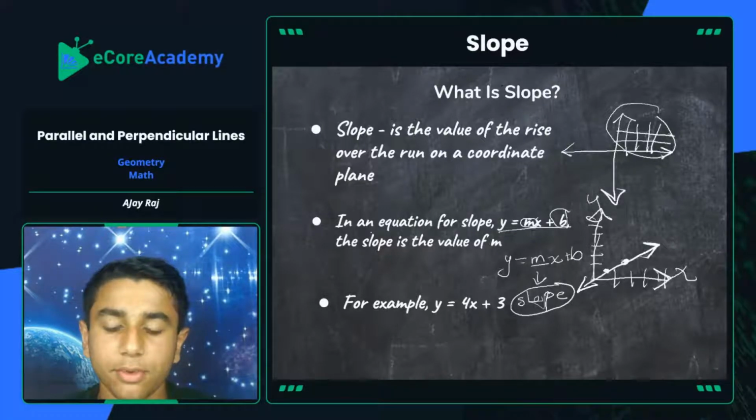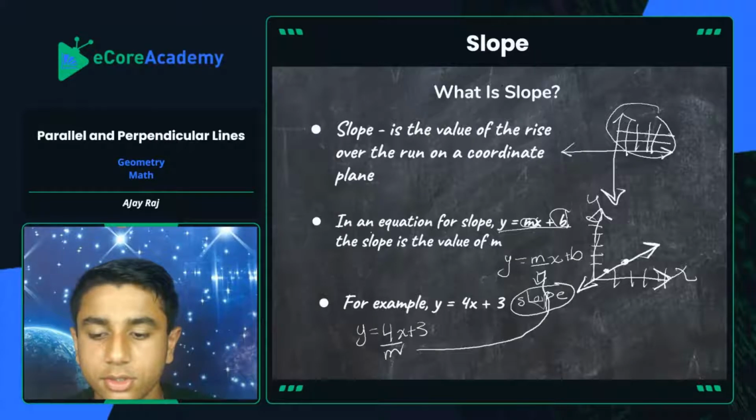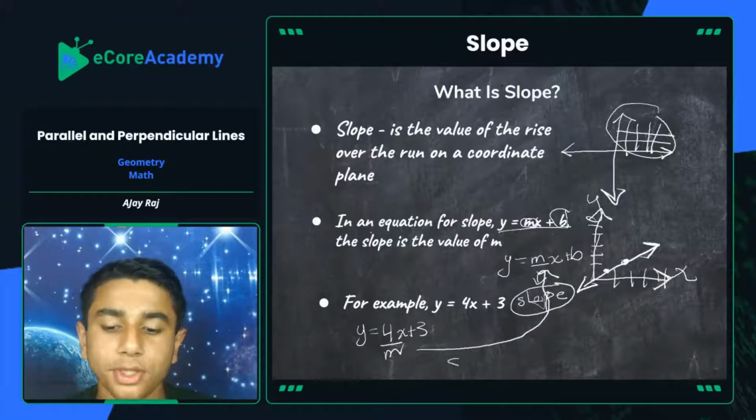Say, for example, we have this equation right here, y equals 4x plus 3. It's very clear that 4 is the value of m in this equation, because it follows the form y equals mx plus b. And since it's the value of m, the slope is equivalent to 4. And the slope is always equal to a number, a singular number.